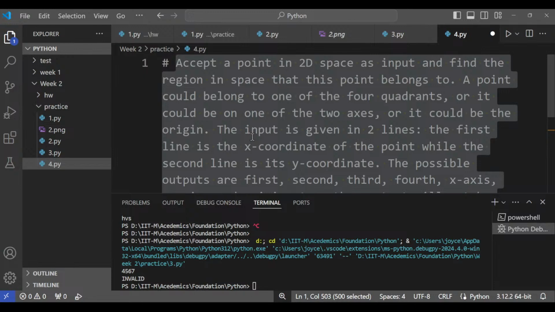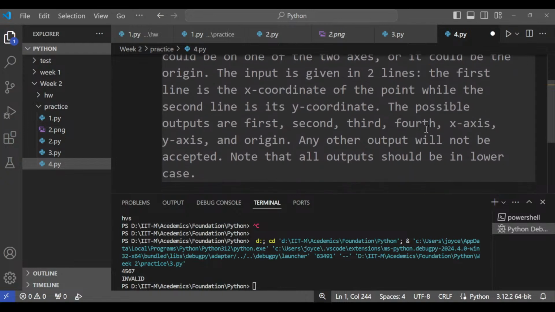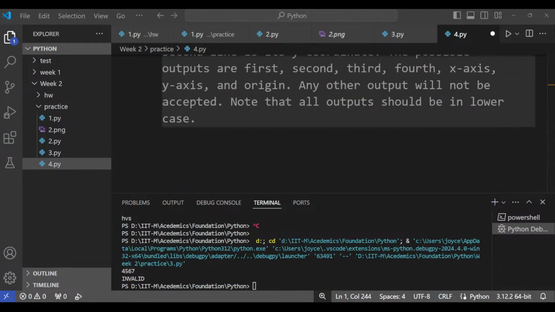Accept a point in 2D space as input and find the region in space that this point belongs to. A point could belong to one of the 4 quadrants, or it could be one of the 2 axes, or it could be the origin. The input is given in 2 lines. The first line is the x coordinate of the point, while the second line is the y coordinate. The possible outputs are first, second, third, fourth, x-axis, y-axis, and origin. Any other point will not be accepted. Note that the output should be in lowercase.